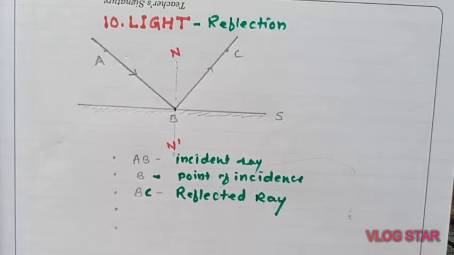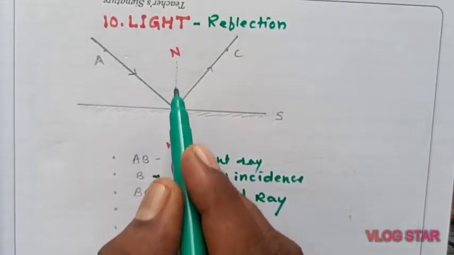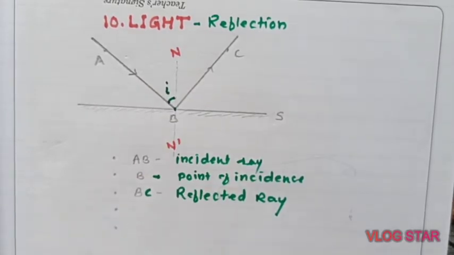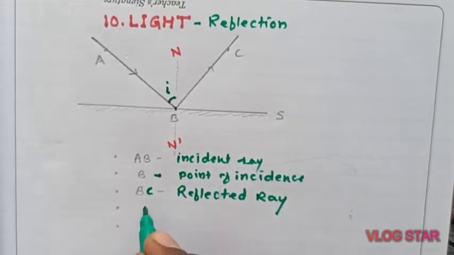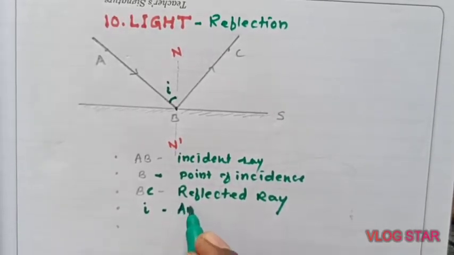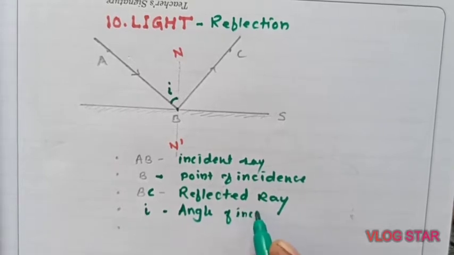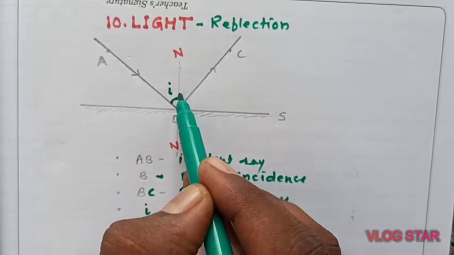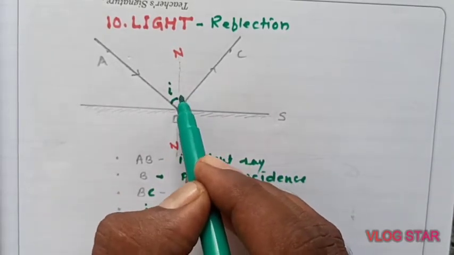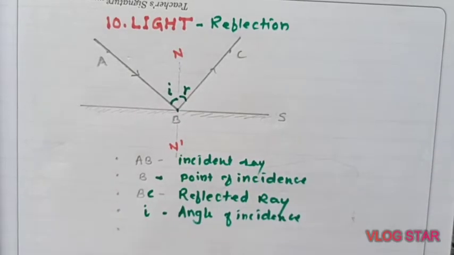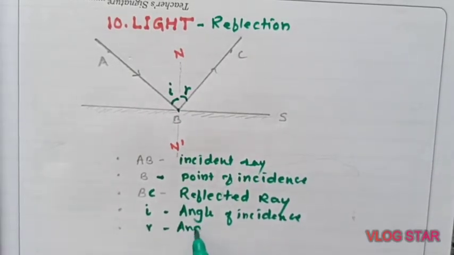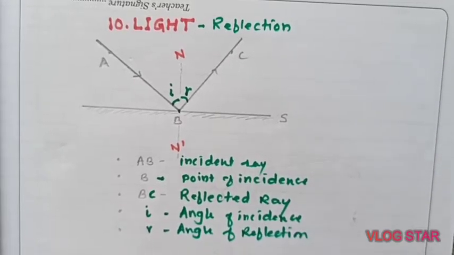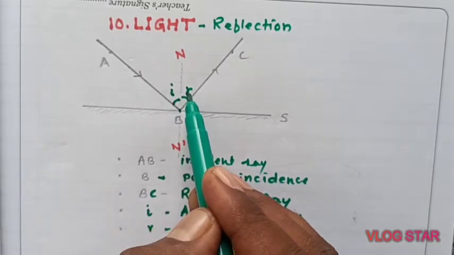Now we will see the angle between the incident ray and the normal. We will name that angle as I. So I is the angle of incidence. Now the same angle, if I make over here with the normal, name that as R. R is the angle of reflection. So we have the angle of incidence and the angle of reflection.